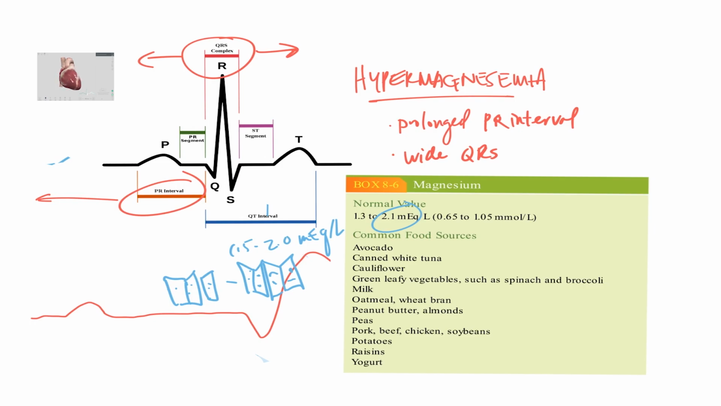Again, hypermagnesemia has prolonged PR intervals and a wide QRS complex. It's defined as greater than 2.1 milliequivalents per liter for your patients, and the common food sources are described below. Next. Oh, so I almost forgot.